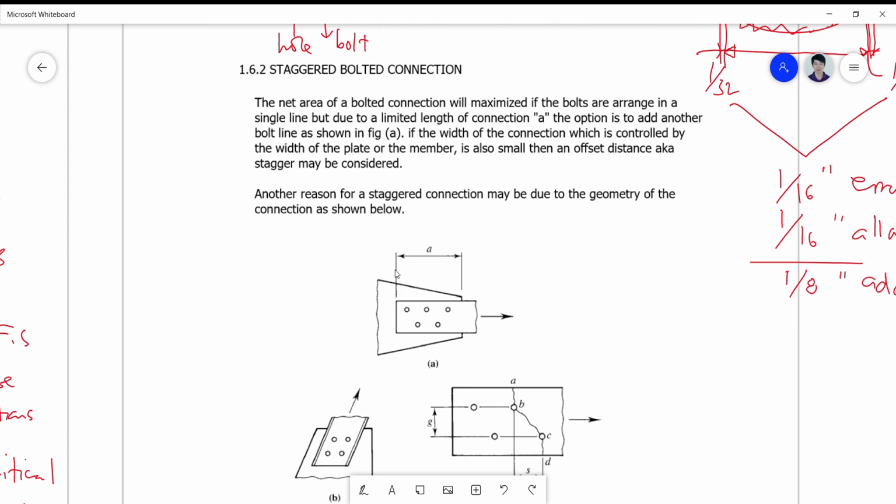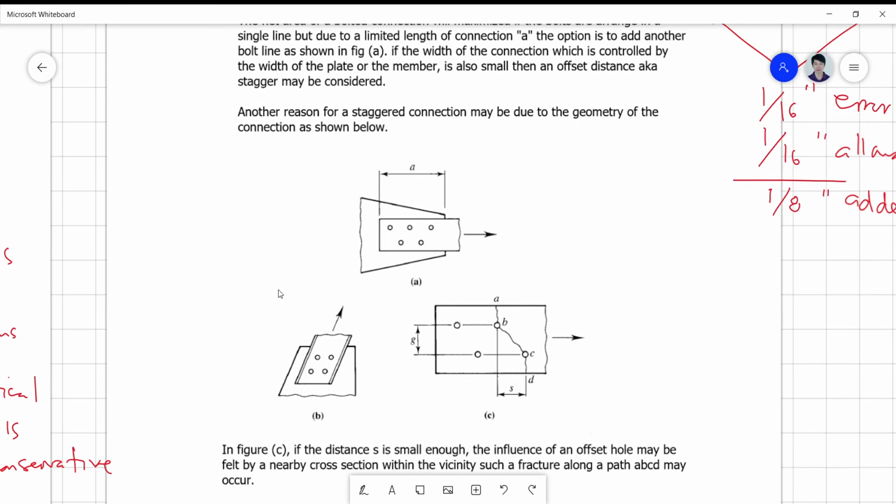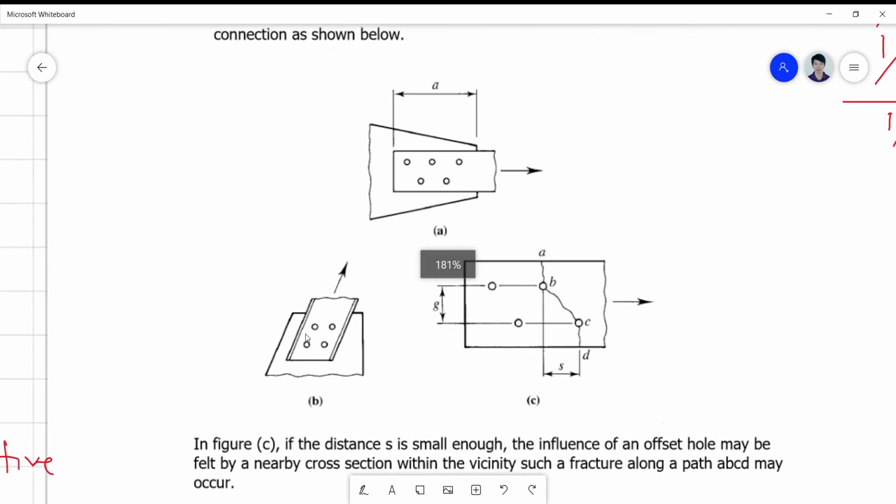So another reason for staggering the connection is due to the geometry of the connection as shown below. Okay, so this is one reason of staggering the connection, because the width of the connection is not enough, or another reason is because of the geometry, which is a skewed geometry like this, so your staggering becomes a little bit skewed like this.